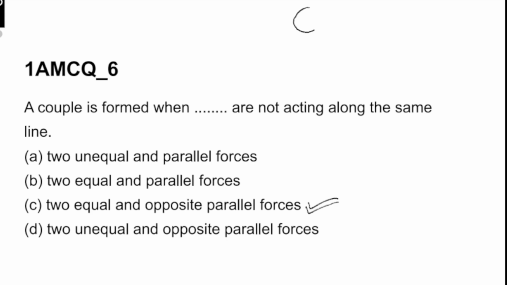For example, if this is my disk and this is one force and an equal and opposite parallel force, if I apply them, then I'll get a rotation. So we will say the couple is acting on this body. The forces should be equal, parallel, and opposite to each other. And they are not acting on the same line: the line of this force is this, and the line of this force is this. They are not in the same line. That's why we are getting the couple.